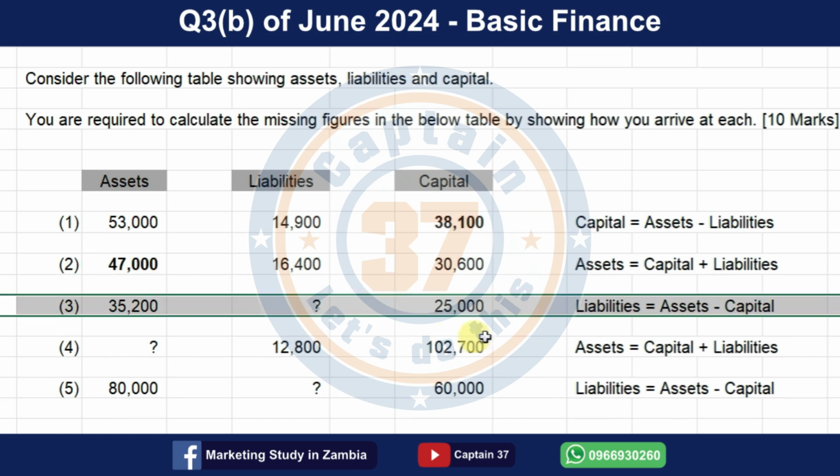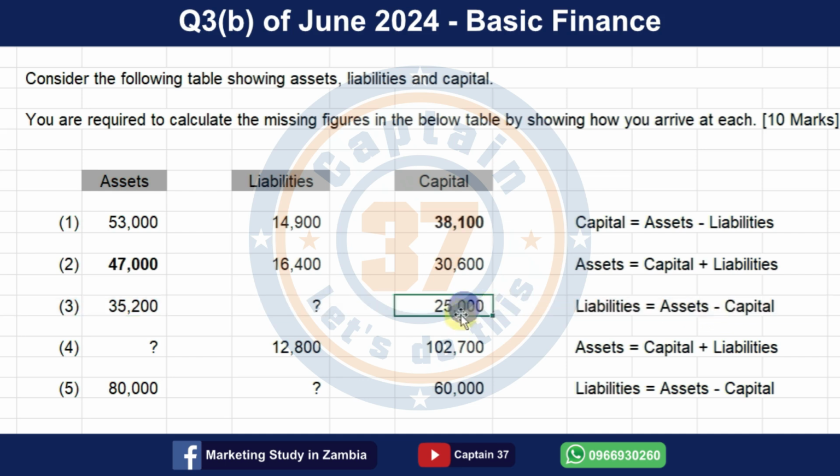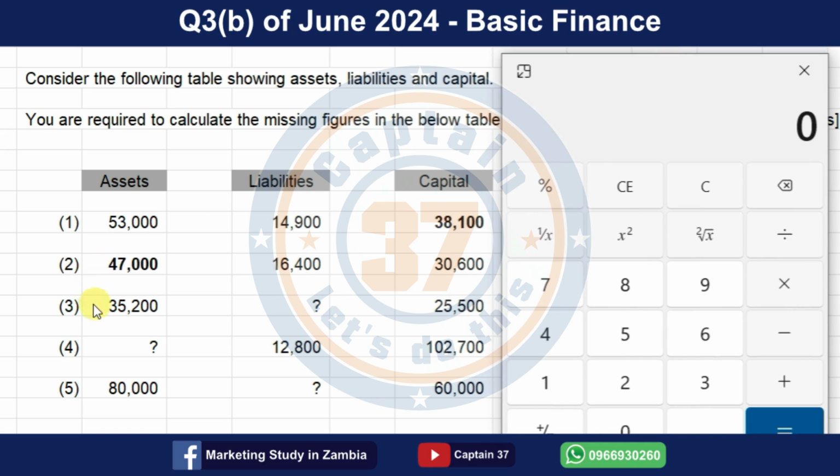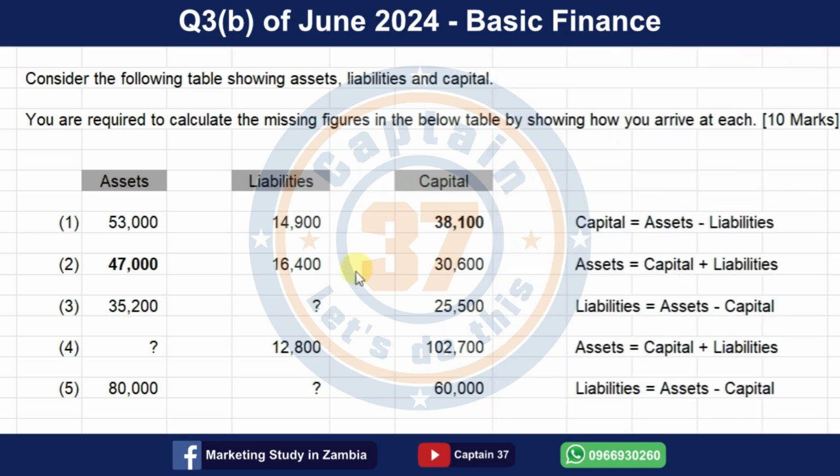For number 3, the formula is liabilities is equal to assets minus capital. This capital actually is supposed to be 25,500, so take note of that correction. And we bring in our calculator. Assets is 35,200 minus the capital, which is 25,500. And this gives us 9,700. That's what we're going to put over here.